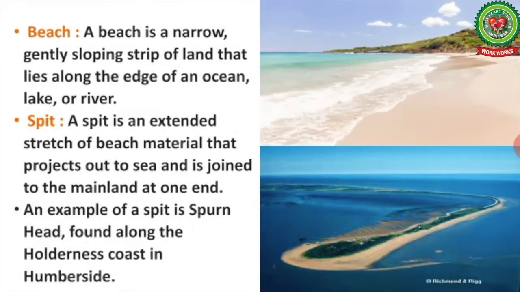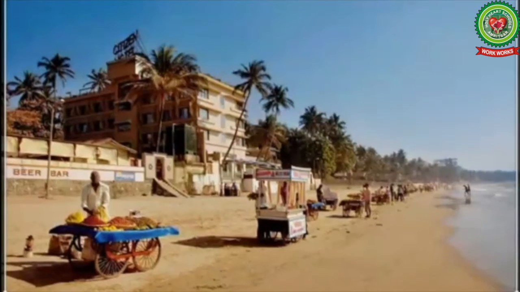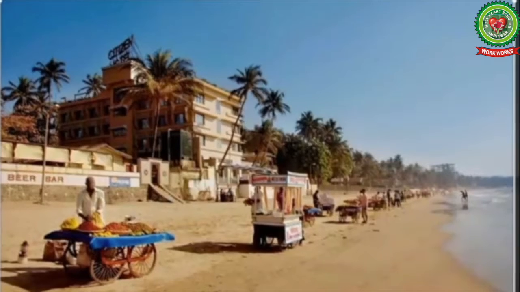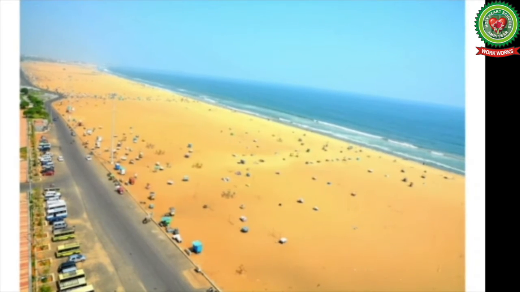Beach. A beach is a narrow, gently sloping strip of land that lies along the edge of an ocean, lake or river. The Juhu beach of Mumbai and the Marina beach of Chennai are famous beaches in India.